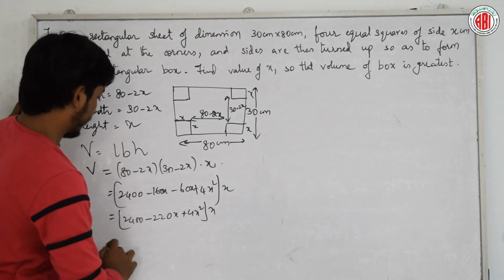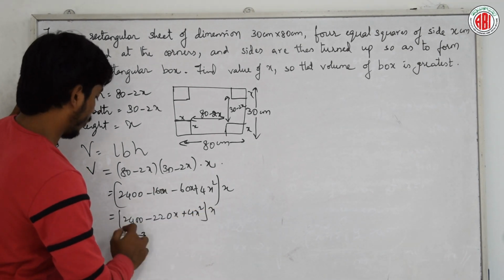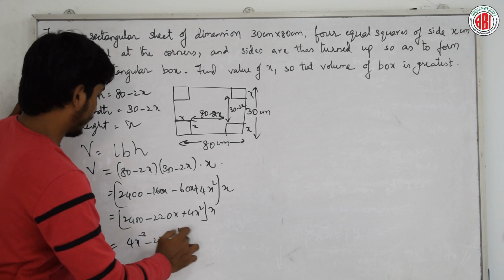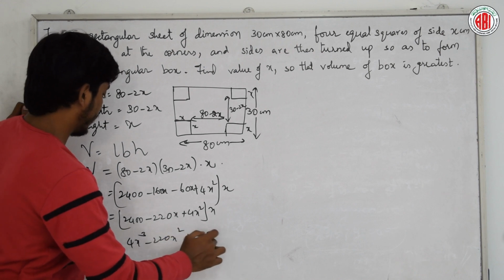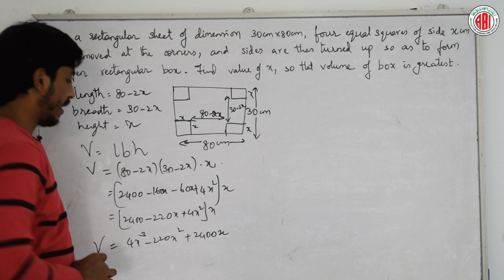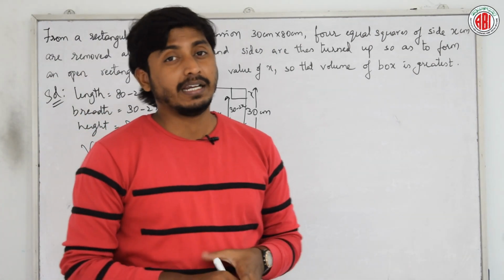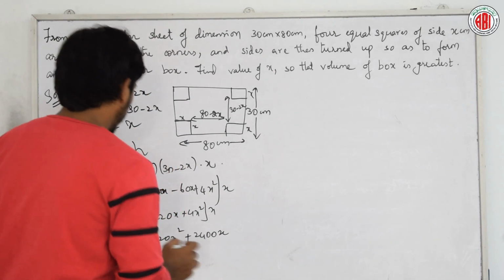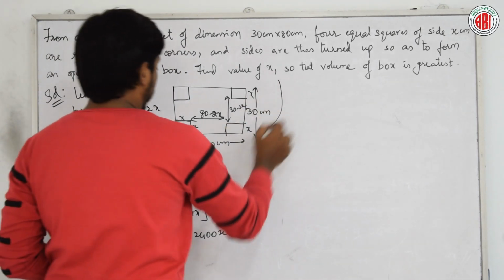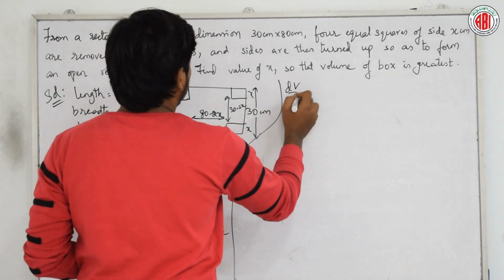Now multiply x inside: 4x cube minus 220x square plus 2400x. This is my volume. Now we have to find dv by dx.